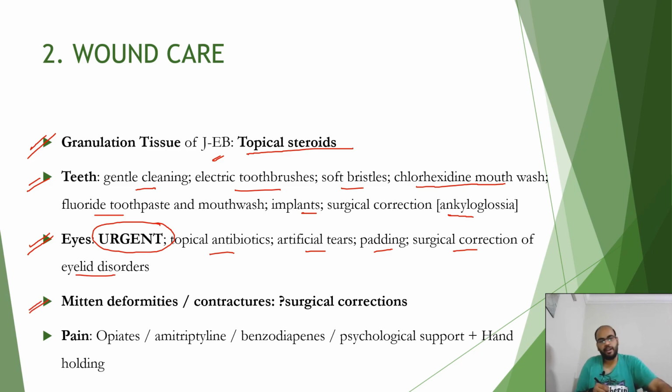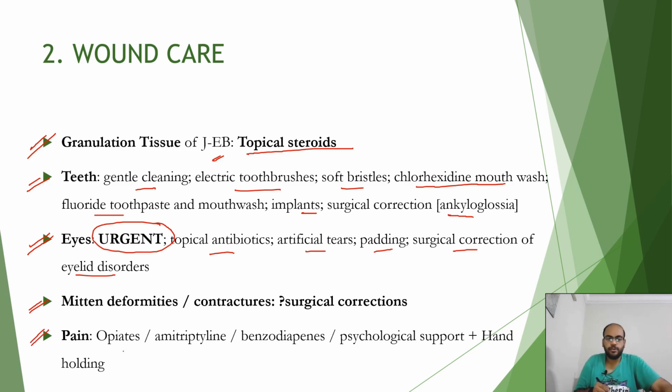Mitten deformities, contractures, or pseudosyndactyly have to be surgically corrected. To prevent pseudosyndactyly from happening, you can use padded gloves, so the patient can wear gloves that protect from trauma and keep the fingers separate also. And any ulcers occurring in between the fingers have to be properly treated.